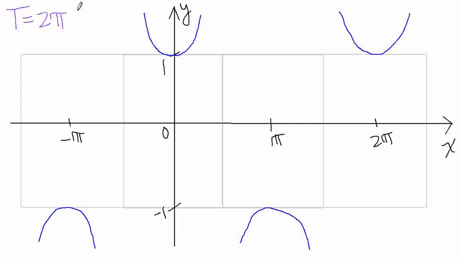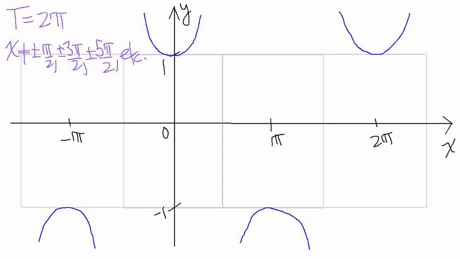All right, so the allowed x values, therefore, are everything except for values where x equals plus or minus pi over 2, plus or minus 3 pi over 2, plus or minus 5 pi over 2, and so on and so forth. Okay? Everything else is allowed.